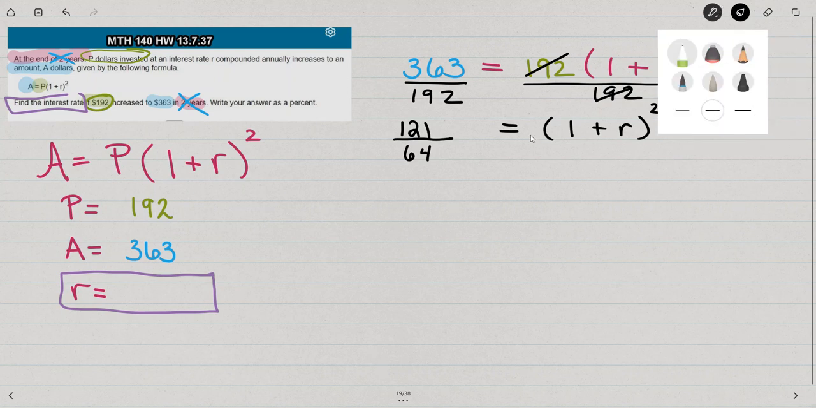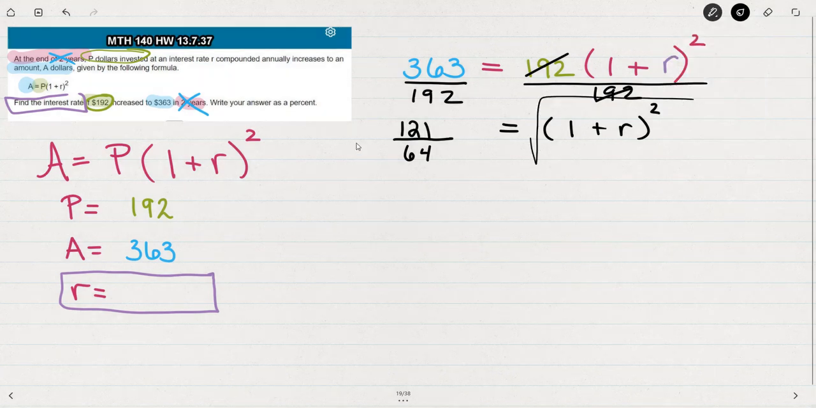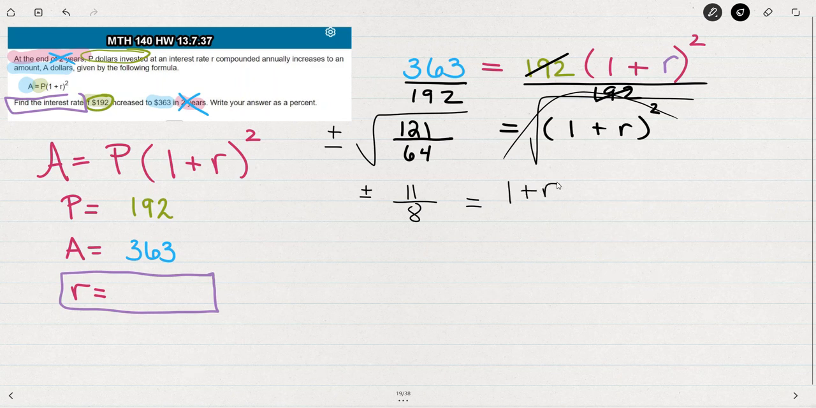To solve this quadratic equation, I'm going to use the square root property and take the square root of both sides. But when I use that, I have to be mindful of saying that it's the positive or negative value of the square root. So I'm going to take the square root of both sides, and on the left side, the square root of 121 is 11, the square root of 64 is 8, and then the square root of this square, those undo each other. So the square root of this quantity squared is just the 1 plus r.